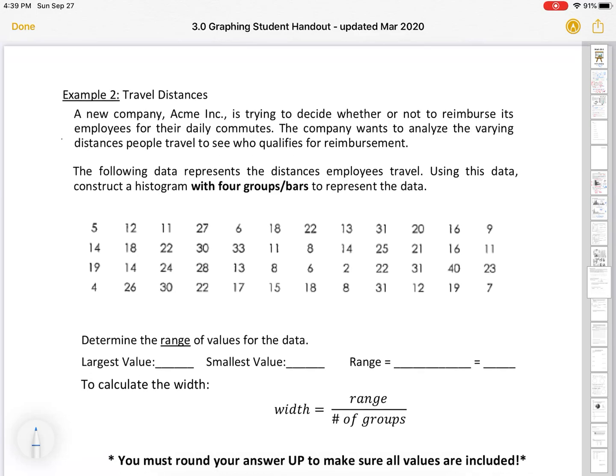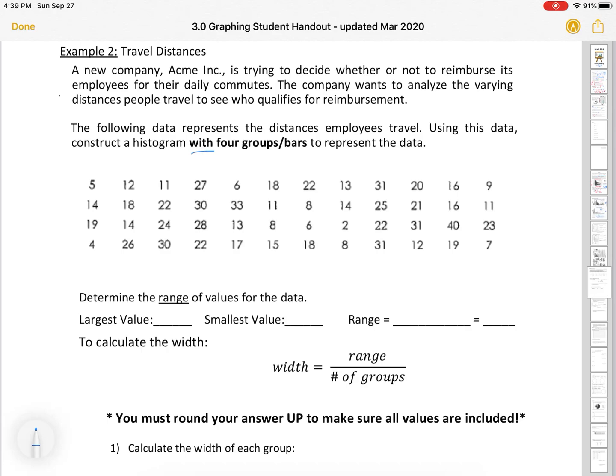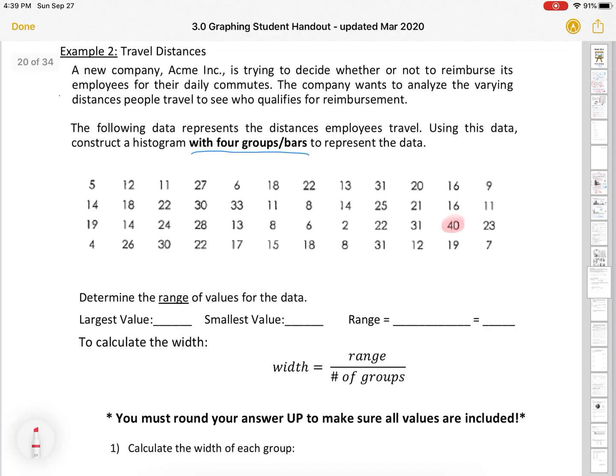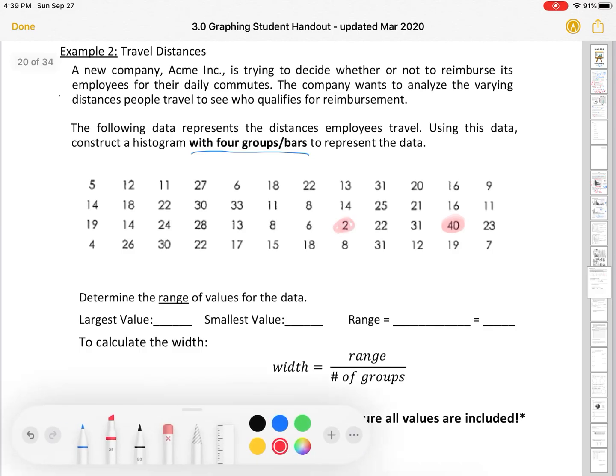So let's look at this data, and we're going to have 4 bars or groups to represent the data. Now, the largest value we have when we look all the way through all of this information is 40. That's our biggest number. Our smallest value, if we look through, is 2.